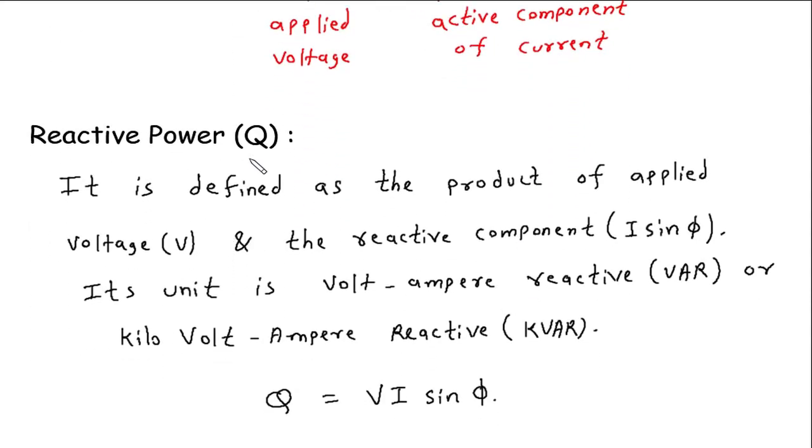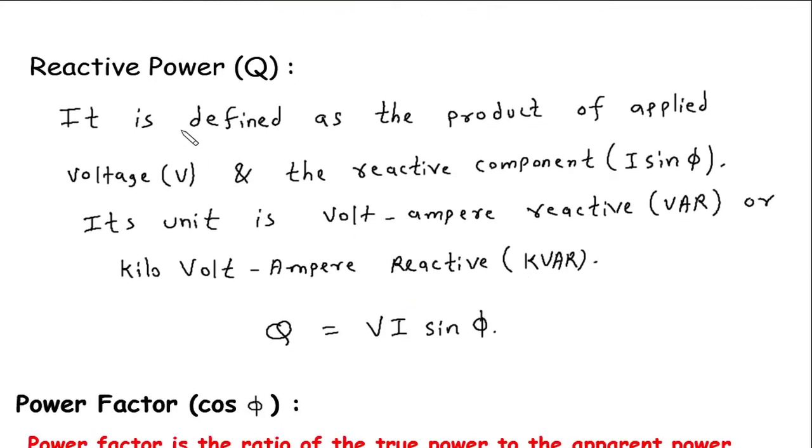Then reactive power. Reactive power is denoted by capital Q. It is defined as the product of applied voltage V and the reactive component I sin phi. Its unit is volt ampere reactive, in short VAR, or kilovolt ampere reactive, kVAR. The formula for reactive power is Q is equal to VI sin phi.